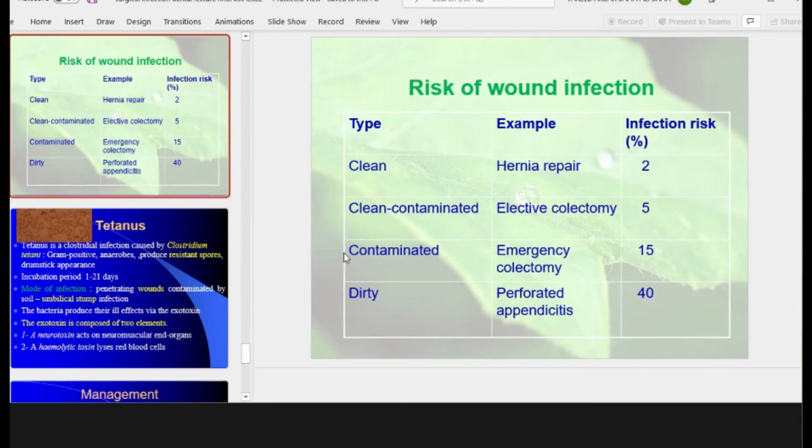For the clean contaminated surgery, the infection rate is 5% or less. In clean contaminated surgery, as I told you, we give prophylactic antibiotic, 1 dose before the surgery and 2 more doses after the surgery. In contaminated surgery, the risk of wound infection is 15%. So the antibiotic is necessary in all such cases.